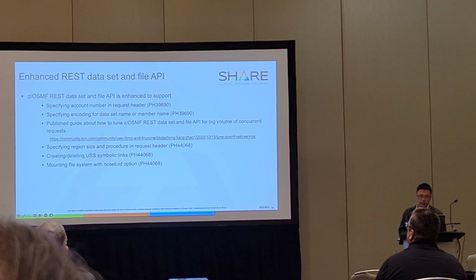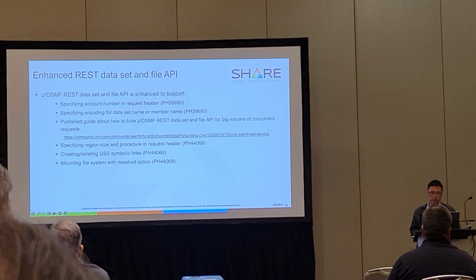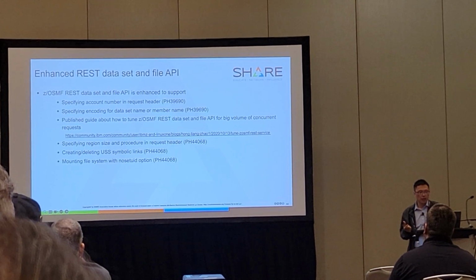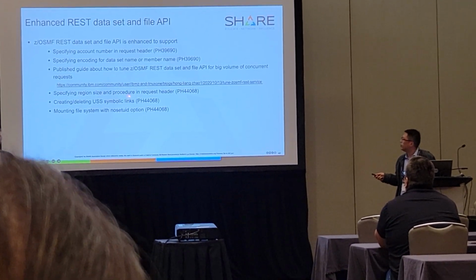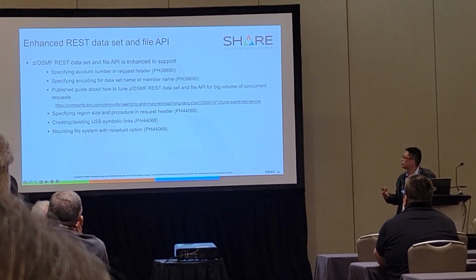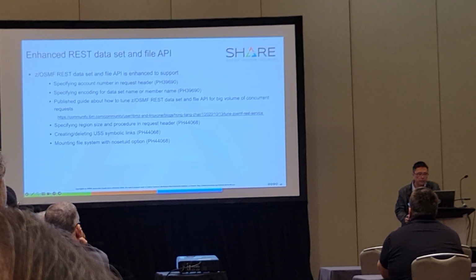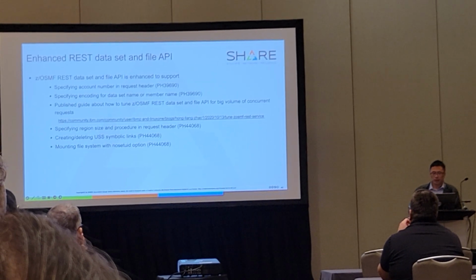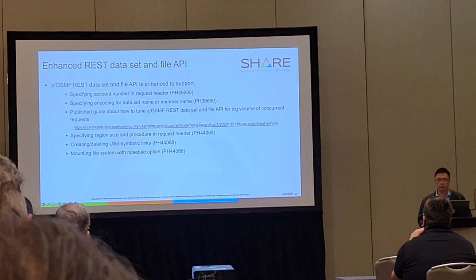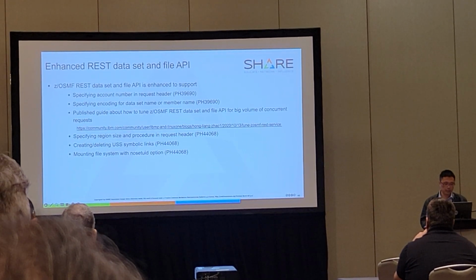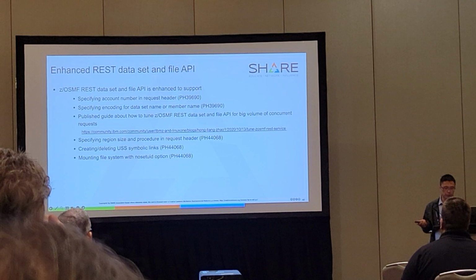Next is about our REST dataset and file API enhancements. So basically, there are several enhancements here. The first thing is you can specify the account number and also region size or procedure name in the request header so that you don't need to specify a common one for all the users. And also we published a guide that could help you to tune z/OSMF REST dataset and file API for big volume or concurrent requests. And we also support creating or deleting USS symbolic links or mounting the file system with the nosetuid option.